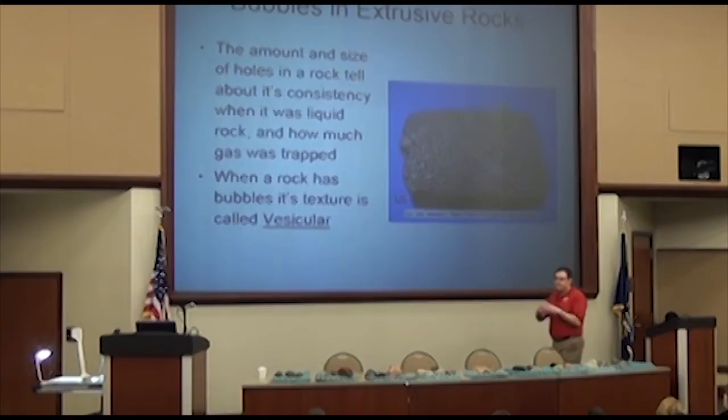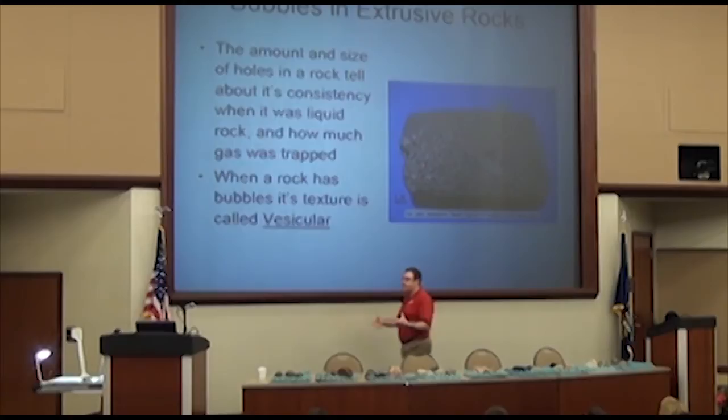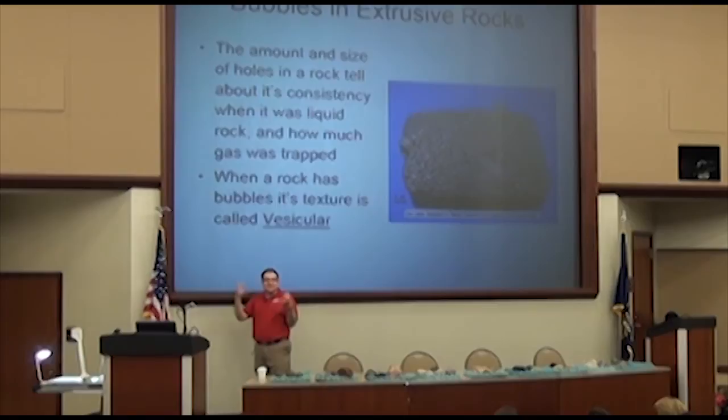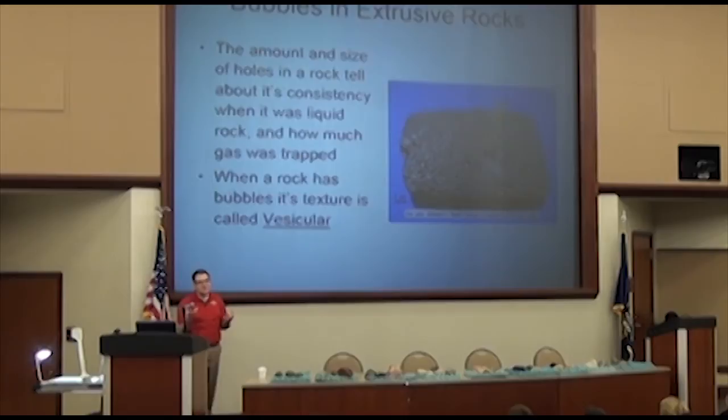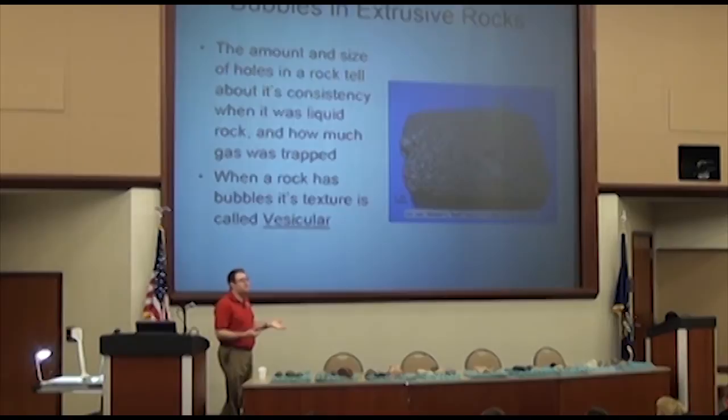There's lots of dissolved gases that are dissolved inside the liquid rock. And depending on how it came out of the earth, sometimes those gases were coming out as the rock was cooling. So that gives us bubbles and holes that you can see inside the rock. The term that we use for those bubbles is vesicles. So when a rock has lots of bubbles, we say it's vesicular. Vesicles.